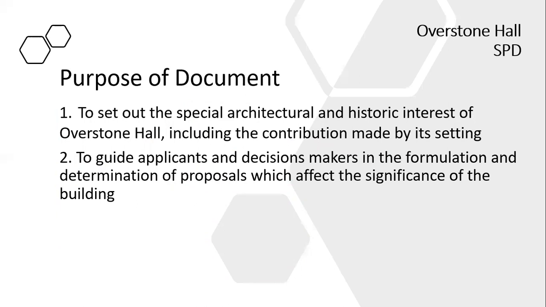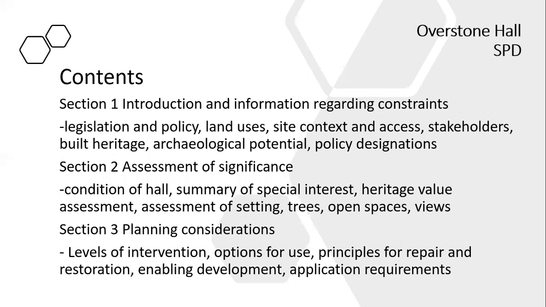The purpose of the document, which has been produced, is to set out information relating to the special architectural and historic interest of Overstone Hall as a Grade 2 listed building, and to also set out the contribution made to its significance by its setting. The document also seeks to provide applicants and decision makers with guidance in the formulation and determination of planning proposals which affect the significance of the building or its setting. As such, the document contains information regarding the following matters.